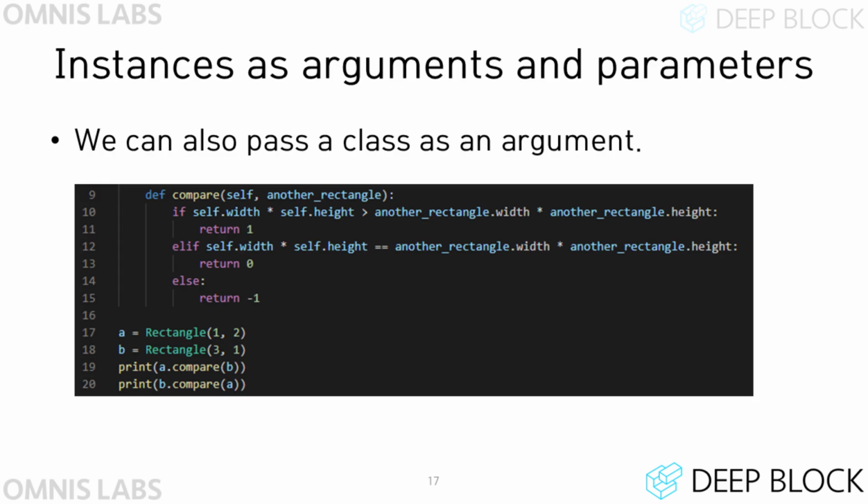So when the code shown in the slide is executed, instance A has smaller area than instance B. So when line 19 is executed, -1 is printed. When line 20 is executed, 1 is printed.